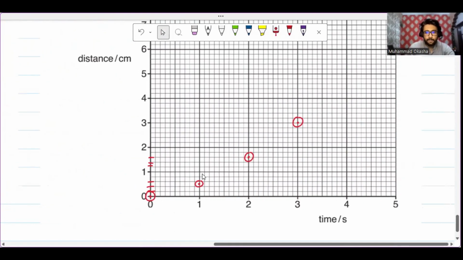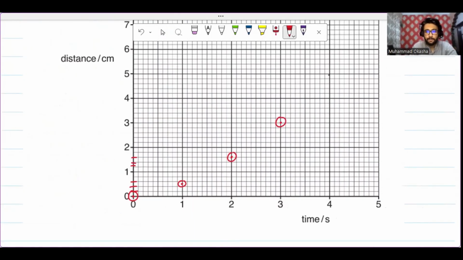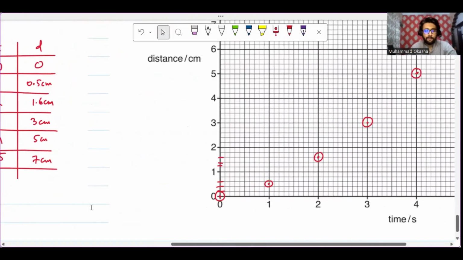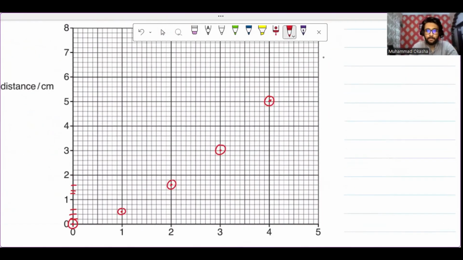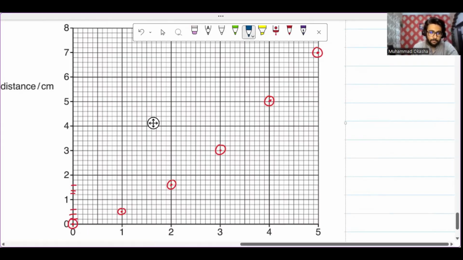When time is 4, the distance is 5. When time is 5, the distance is 7. So this is 7. I will connect all of these points very, very carefully. Do not connect them by using a straight line. Connect them by using a curved line. So we'll draw this very, very carefully.